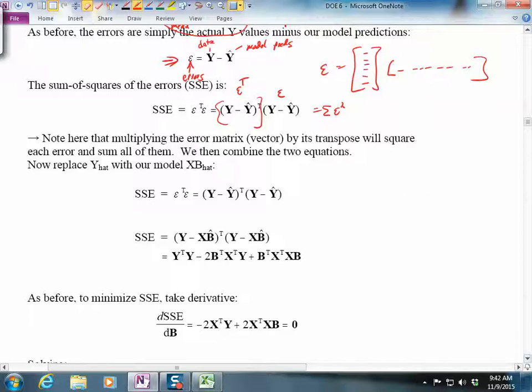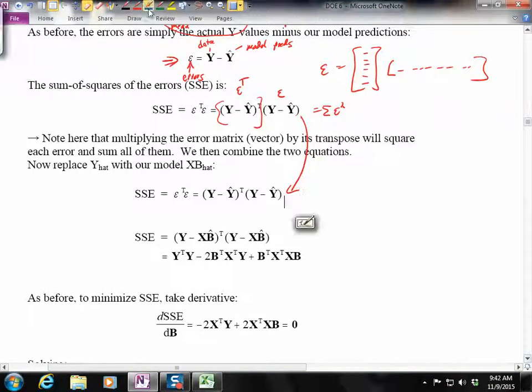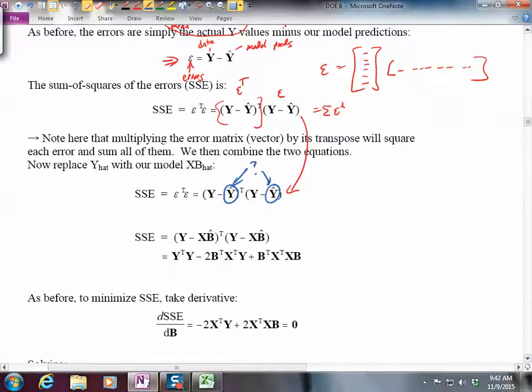Okay. So that's the same thing as that. We're just keeping track. Yeah, it's a vector. It's got dimensionality. We need to be aware of that. So now, we're going to do the same thing we did before. The next step was always, well, what model are we using? What y hat? And let's put it in there.